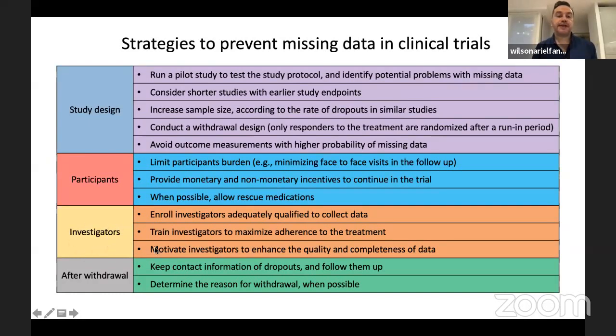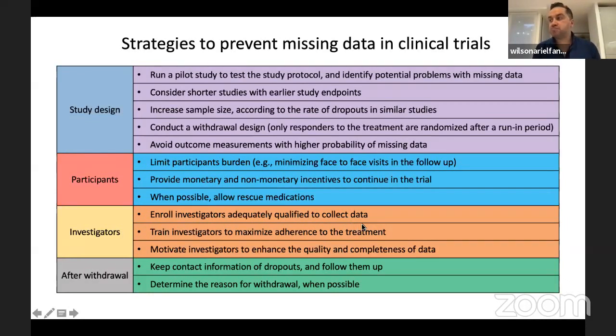Moving to the investigators, we can do something else about this. For example, enroll investigators adequately qualified to collect data. This is important as well, to have people well trained in clinical research, so they can understand what the implications are for them of losing too many patients or too many follow-ups or having a big amount of missing data. So they should be adequately qualified to collect the data.